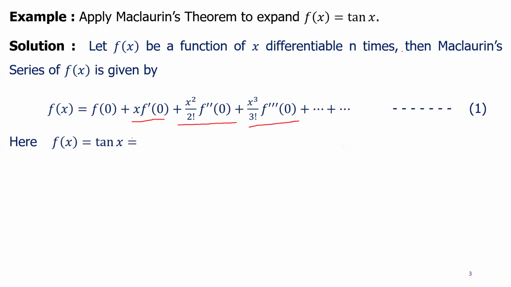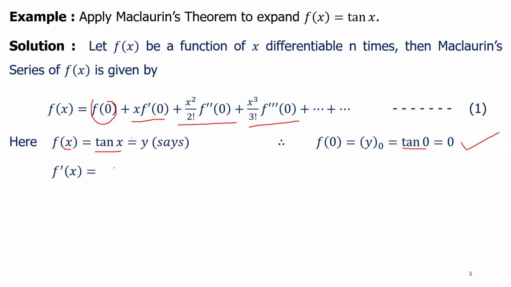Here f of x is equal to tan x. Let us consider this tan x is equal to y. And if you want to find out the first term f of 0, let us just put f of 0 equals tan 0, and tan 0 is nothing but 0. Now we want to find the derivative of tan x.